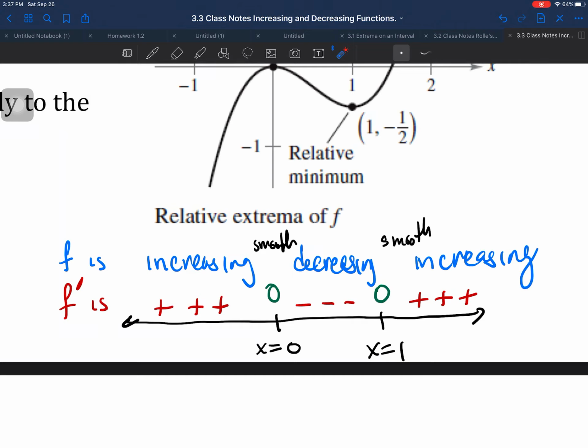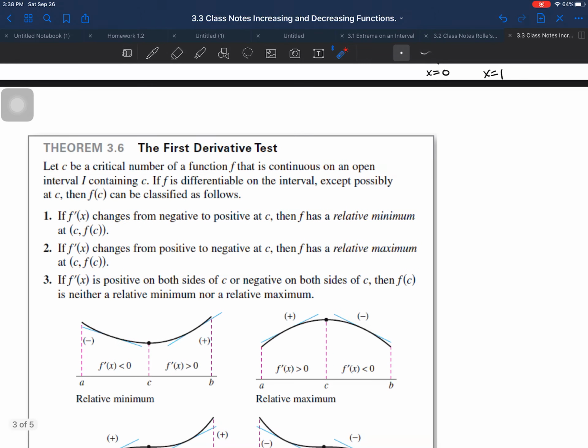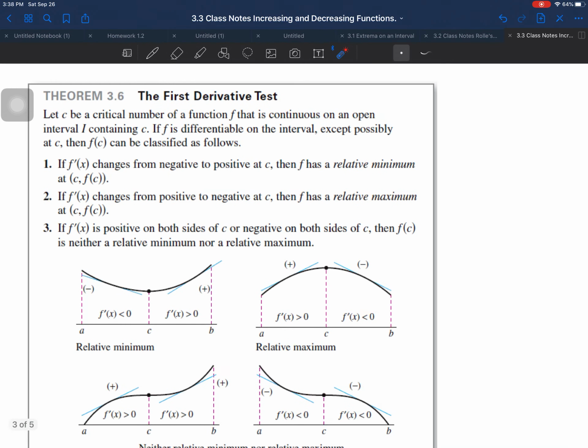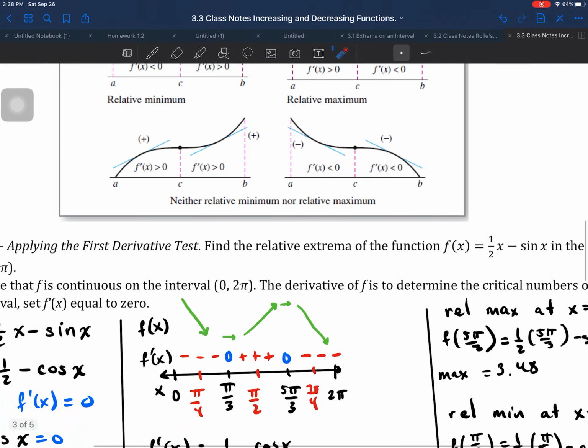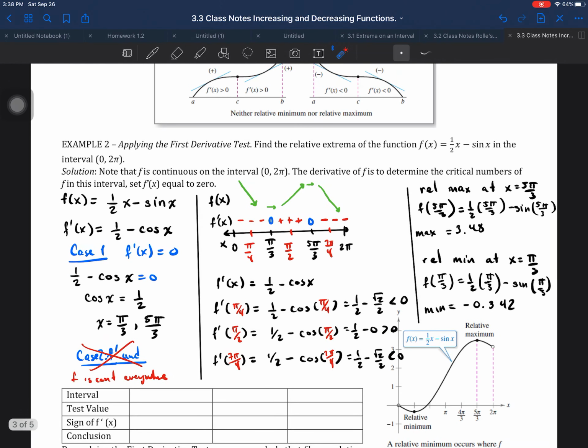So the derivative here is 0, and once you find those out, you test this region, this region, and this region in the derivative. Once you figure out these sign values, you can determine whether the function is increasing, decreasing, increasing, and that will tell us whether we have a relative extremum. In this case, we have a relative max and then a relative min. And that's what Theorem 3.6 is saying. So let's jump into one problem, and then we'll talk about that theorem again.